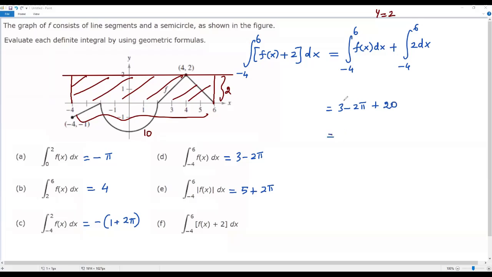Now we can combine this 3 and 20. I'm getting 23 minus 2 pi. So the evaluation of the definite integral in part F is 23 minus 2 pi.